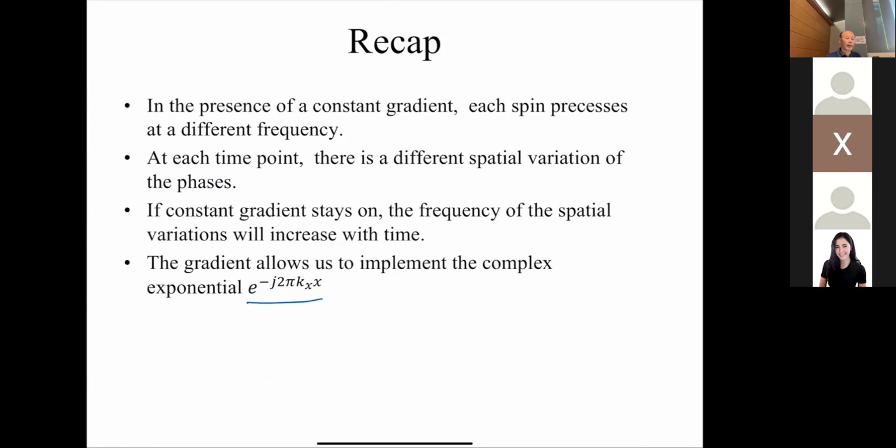Okay. So the nice thing about MRI is this complex exponential is not just a fictitious complex exponential. It's really actually imposing on the phase of the spins. All right.